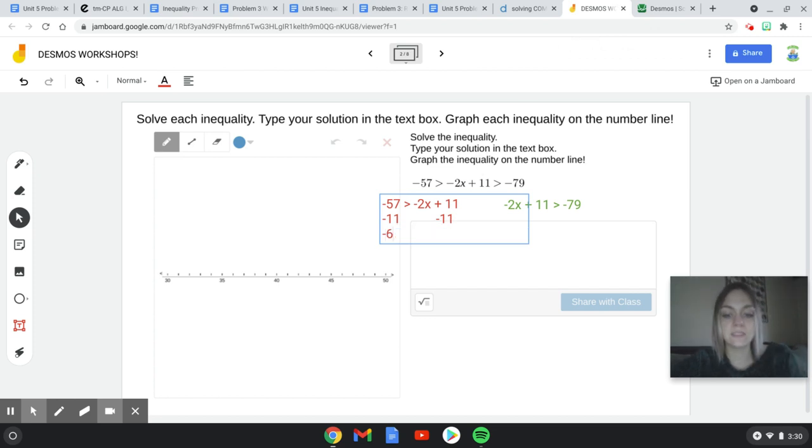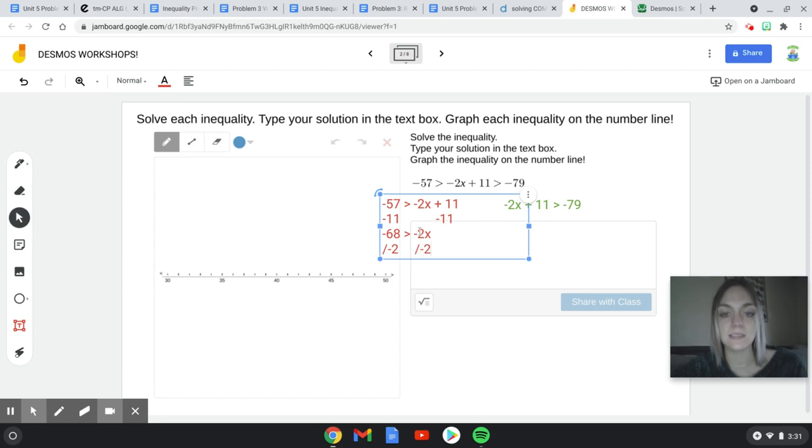So I've got negative 68 on my left side. And then the 2x comes down. My sign stays the same. And now I have to get rid of this negative 2 in front of the x. So I'm going to divide both sides by negative 2. This little slash means divide. Dividing both sides by negative 2.